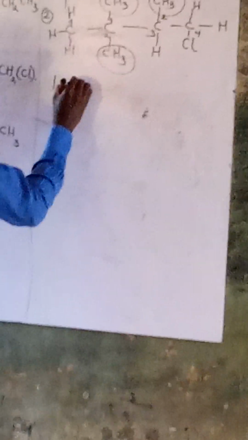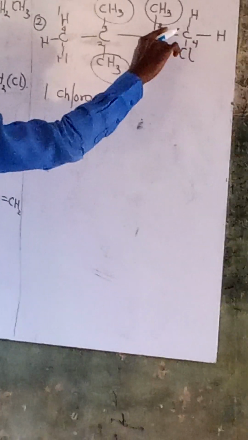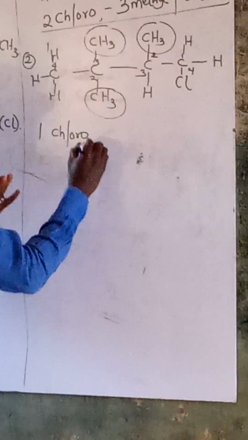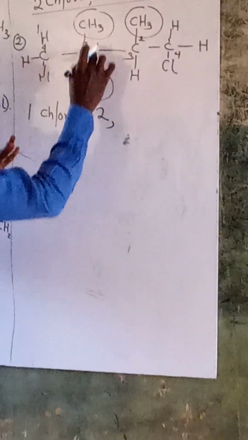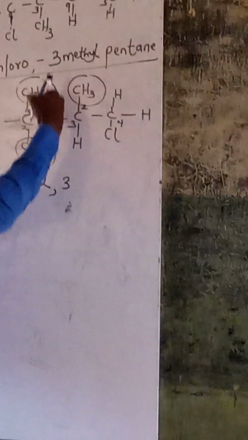Look at the way I'm going to write it. I will say 1-chloro. 1-chloro. 2, I meet methyl. 3, I meet methyl. And on that carbon, I meet methyl, 3-methyl. I will now say 1-chloro, 2, 3. How many methyl here? 2.